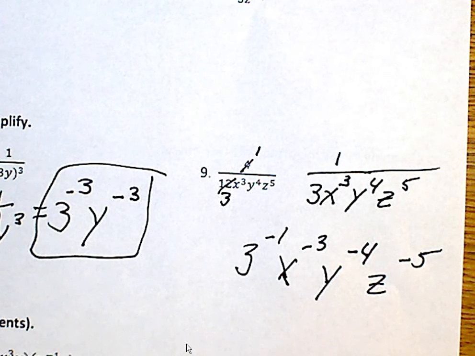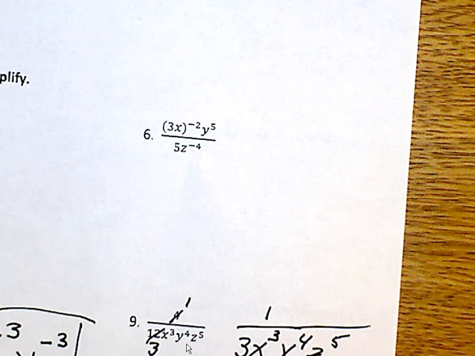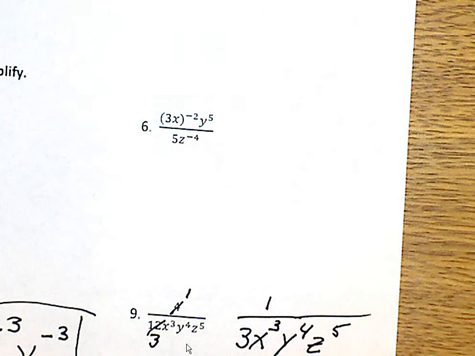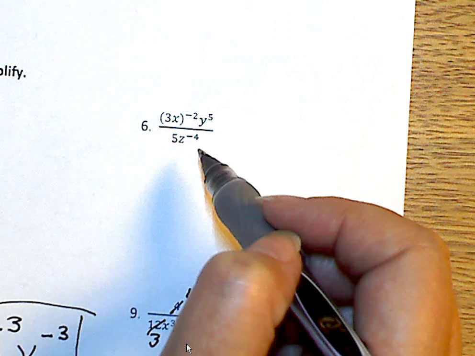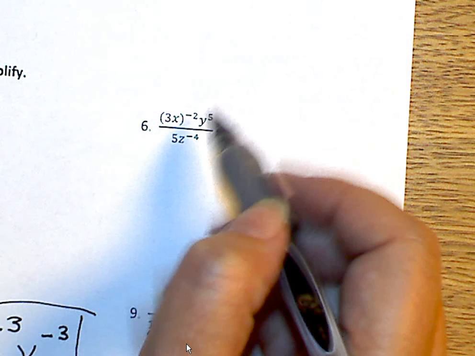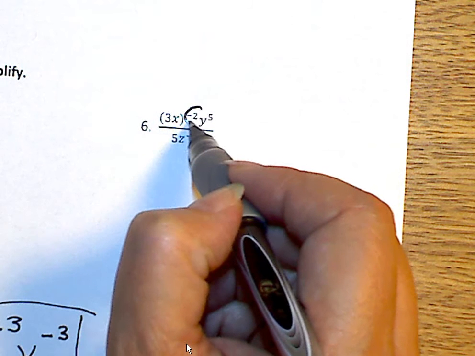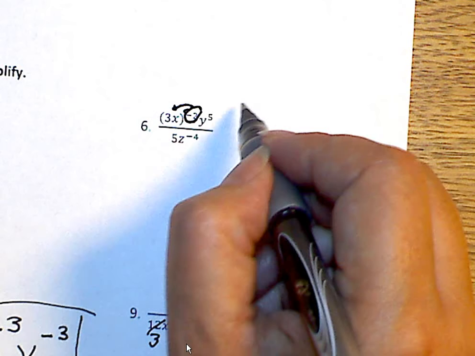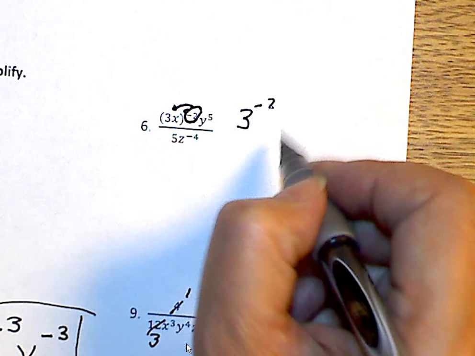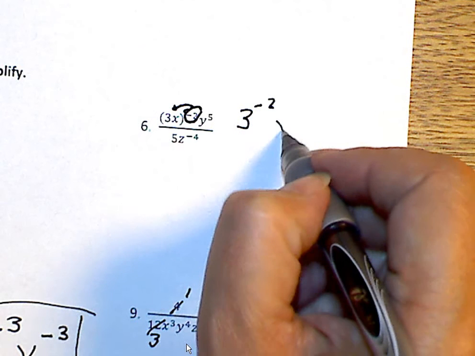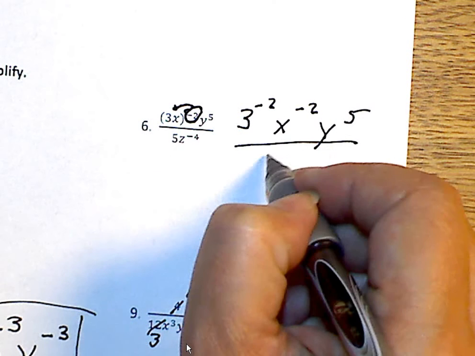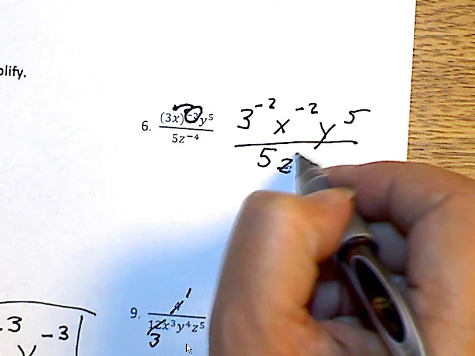All right, number 6. Number 6, what you're going to do is, it says to write without the negative. So we're just getting rid of all the negative exponents. The first thing you always want to do is distribute. So we're going to distribute this negative 2 to all of them. So we have 3 to the negative 2, and then x to the negative 2, y to the 5 over 5z to the negative 4. Okay?